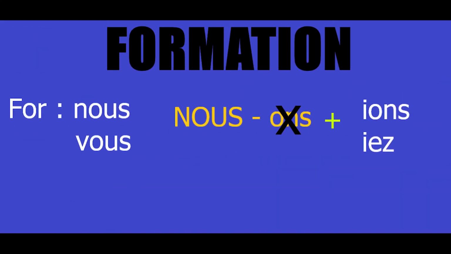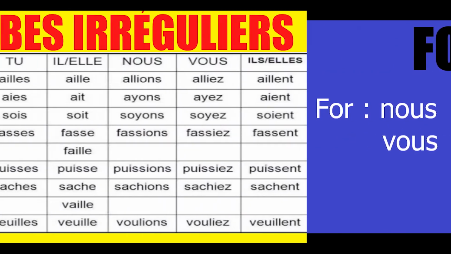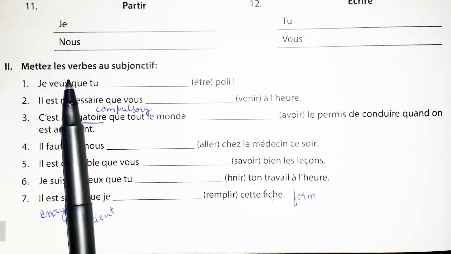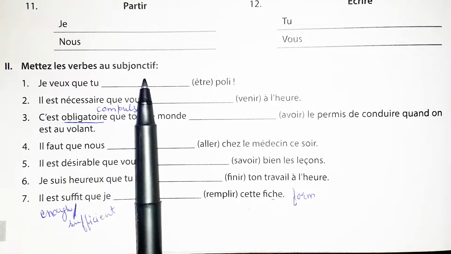For the conjugation of nous and vous, we drop ons from the present conjugation of nous, and then we add ions for nous and iez for vous. Now let's have a look at the irregular verbs. Now let's come to the sentences. Mettez les verbes au subjonctif.